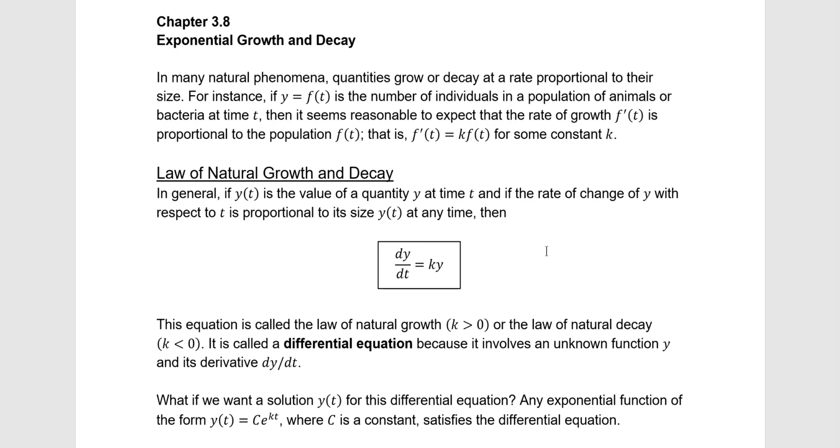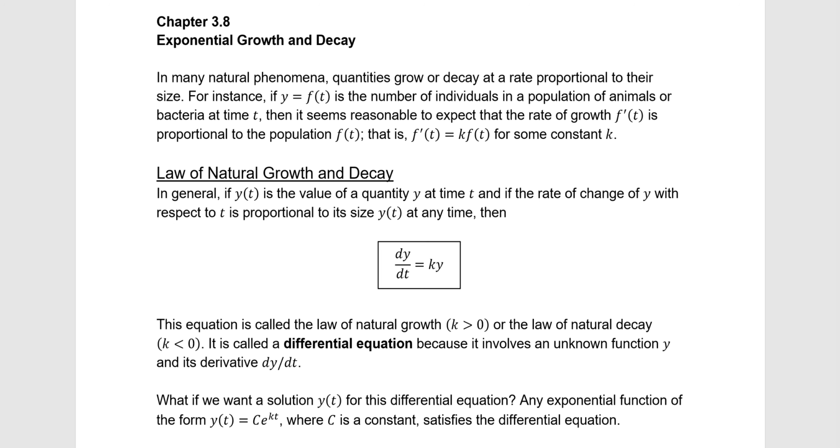In this section, we're going to be going over exponential growth and decay. So in nature, a lot of quantities will grow or decay at a rate proportional to their size. For example, if we have a function f of t, and it represents the number of individuals in a population, or the number of bacteria at time t, then it seems reasonable to expect that the rate of growth, which is f prime of t, is proportional to the population f of t.